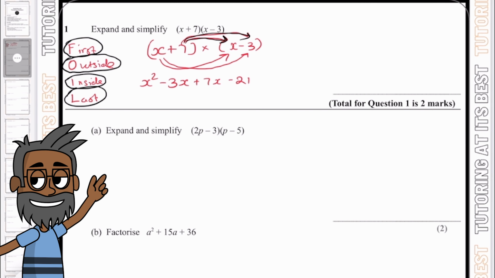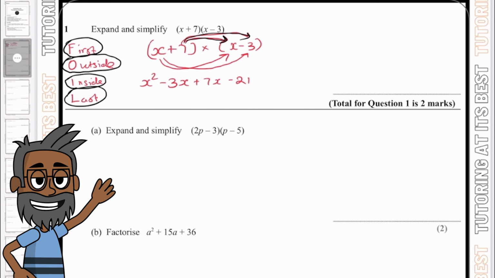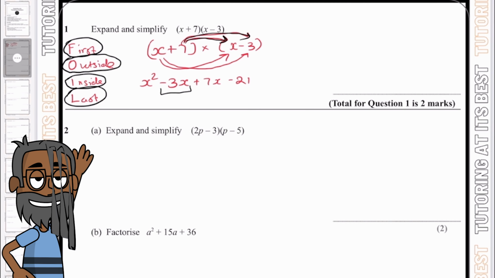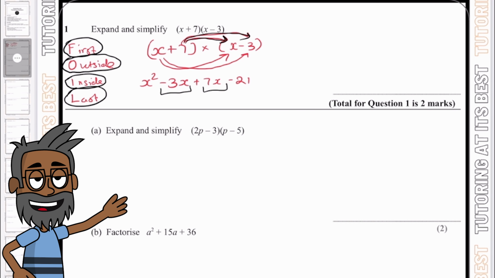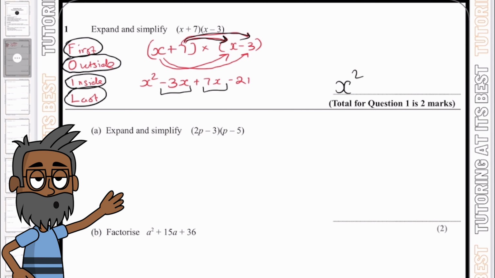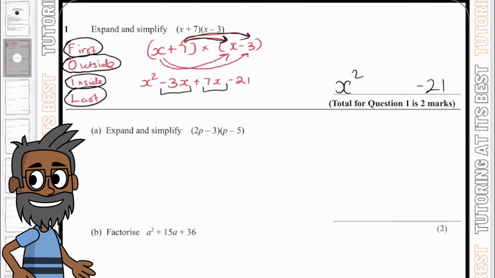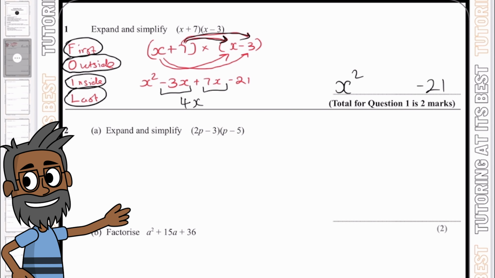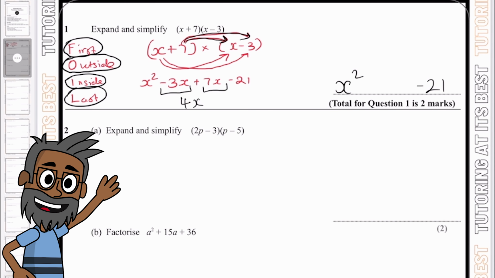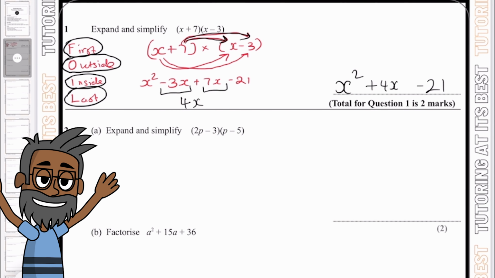So again, what we are going to do here is collect our like terms. And what are like terms? Like terms are those numbers or even variables that are very much the same. So as you can see, we have minus 3x and a 7x, so we can go ahead and combine those together. Then we'll have x squared, and we'll have minus 21, which will remain as it is. But when we have minus 3x plus 7x, that will give us 4x. And remember, all we're doing is simply calculating minus 3 plus 7, which gives us 4x. Okay, so now we can write x squared plus 4x minus 21, and that is question 1 completed.